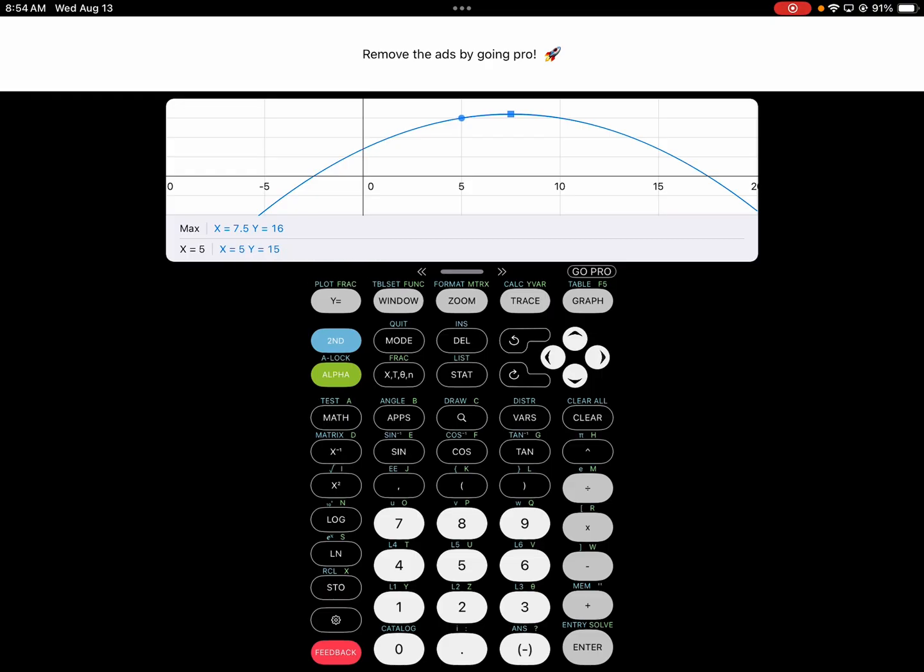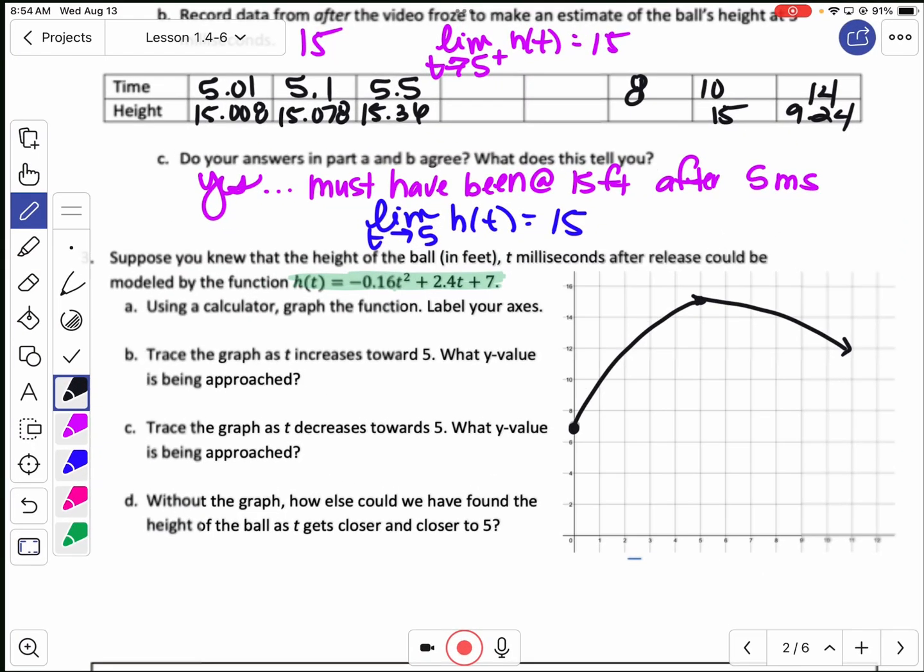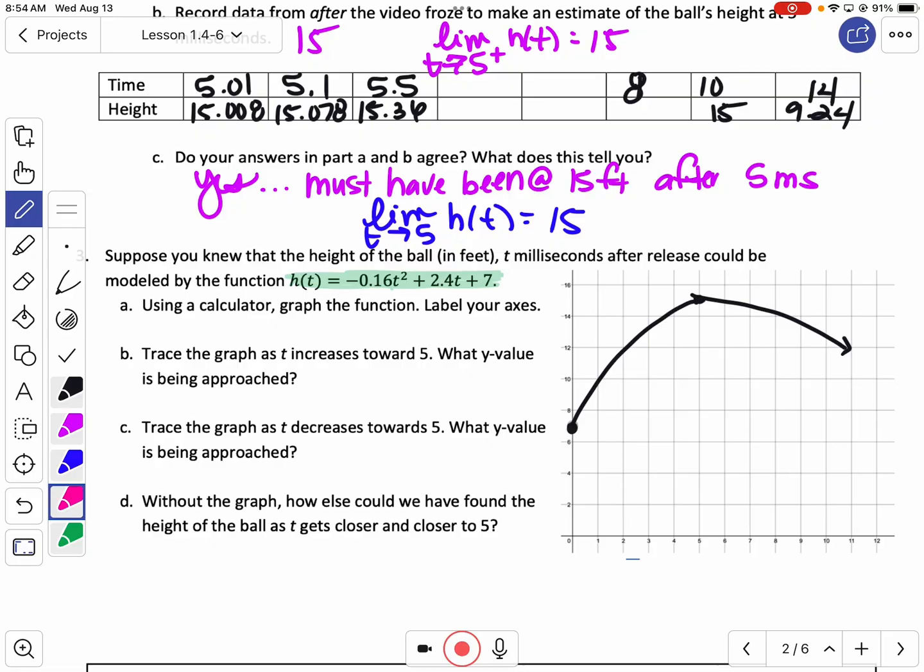All right. Now, I think it's interesting. What's the value of the function at exactly 5? It's exactly 15. And I think that's part of what they wanted me to see. As t increases toward 5, so that's coming in from the left, we're getting closer to 15. And then as we come in from the right, 15. So how could we have gotten the exact value at 5? We just plugged t equals 5 into the equation.